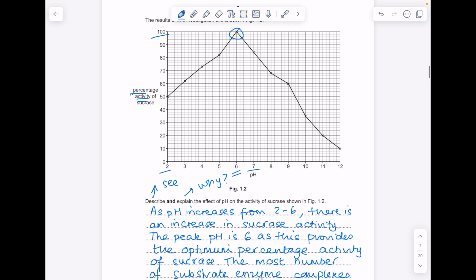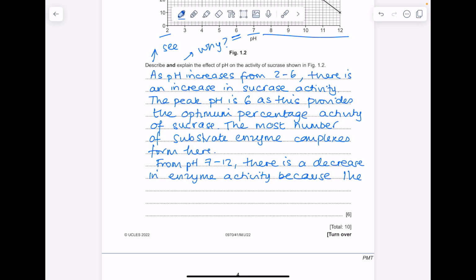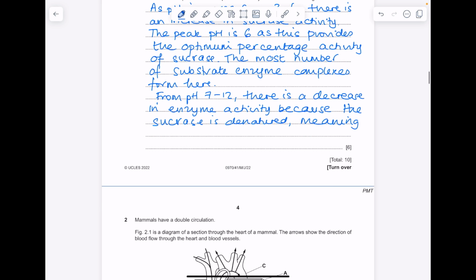And then above pH 6, we can see a decrease in enzyme activity. So from pH 7 to 12, there is a decrease in enzyme activity. Let's say why. Because the sucrase enzyme is denatured, meaning the substrate molecules no longer fit to the active site.